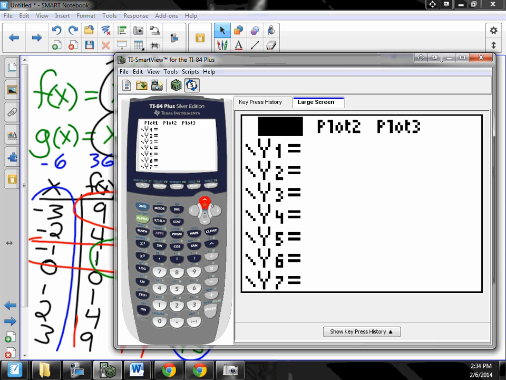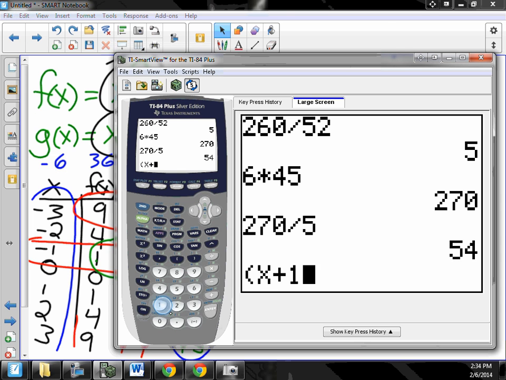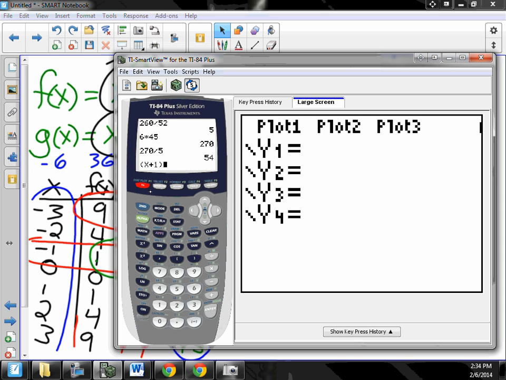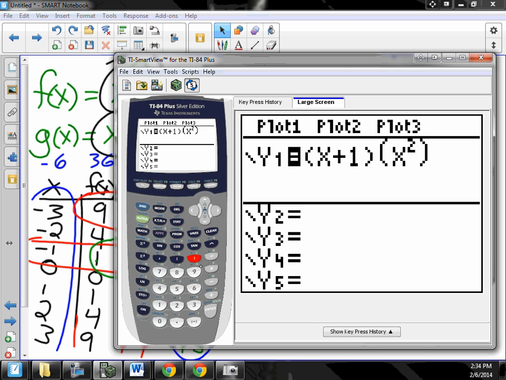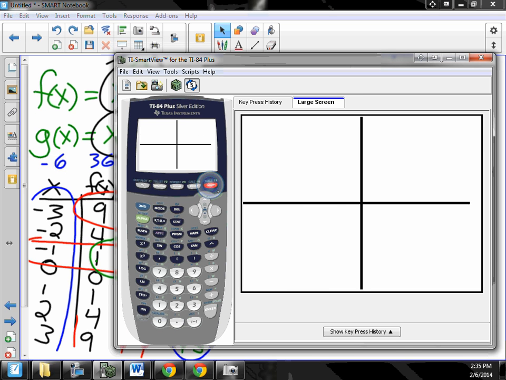So x plus 1, thank you. So x plus 1 times x squared. You could go through and look at the points, but with multiplication, really funny things happen. This is x to the third plus x, you're right.